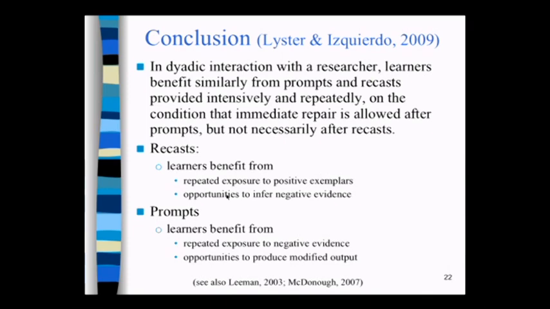self-repairing after recasts. And so in theoretical terms, what this meant to us is that learners, in terms of recasts, benefit from the repeated exposure to positive exemplars and also from the opportunities to infer negative evidence. And those in the prompt group are benefiting from the exposure to negative evidence and the opportunities to produce modified output. In other words, the groups performed similarly, but not for the same reasons, because the processing was different. So they're benefiting for different reasons.